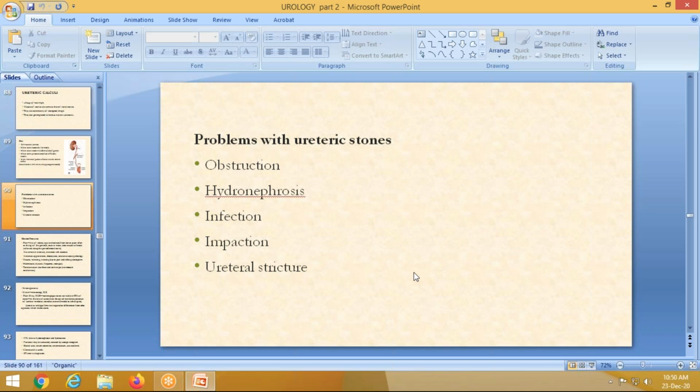Next, ureteric strictures. What are the ureteric strictures? Some oxalate stones are there. Oxalate stones' surface is spiky. It is not smooth. So when it passes from the kidney to ureter, what happened? The mucosa is eroded. So once the mucosa is eroded and heals together, it may produce ureteric strictures. That is also one of the complications of the ureteric stones. So these are the problems: obstruction, hydronephrosis, infection, sometimes impaction can occur, and ureteric strictures.